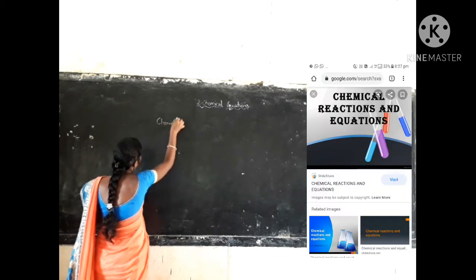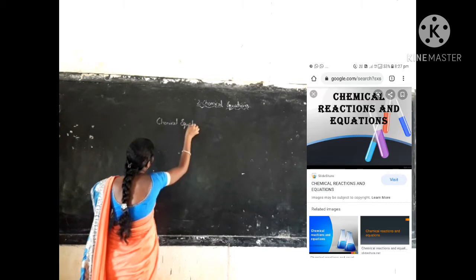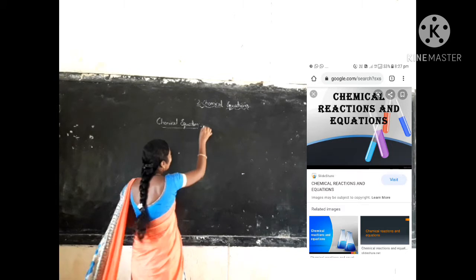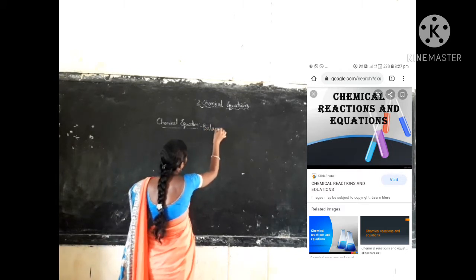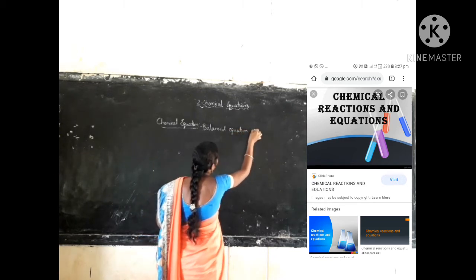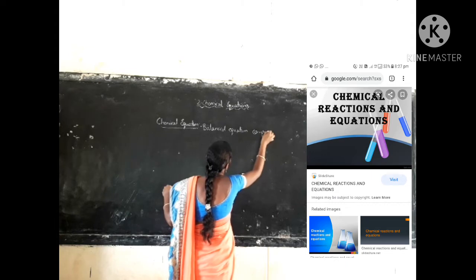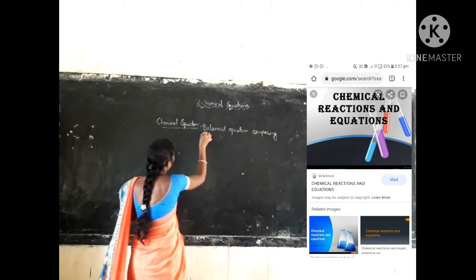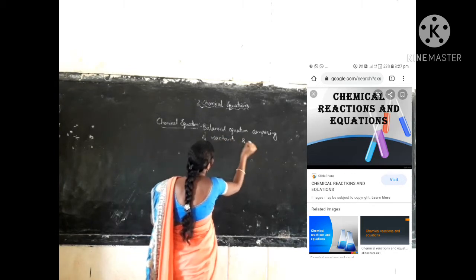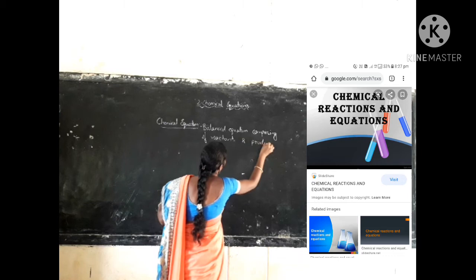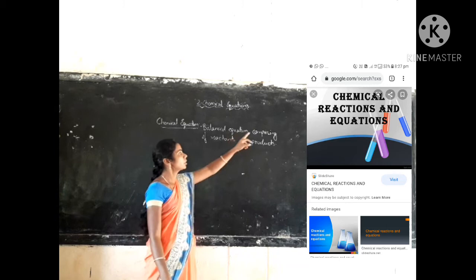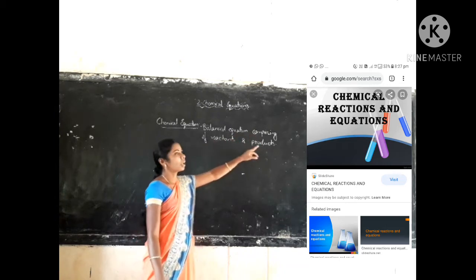Chemical equation means it is a balanced equation comprising of reactants and products.